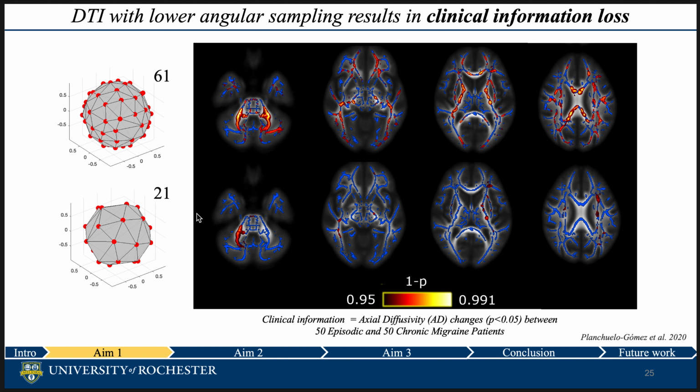And the significant differences for 61 directions are shown in red here. You can see that there are many red regions with 61 directions. But with 21 directions, the red regions are reducing. So we see very few red regions, and these clinical differences are not really seen. We are saying that reducing the number of directions is losing this information, these clinical differences. And this is what we are defining as clinical information loss.